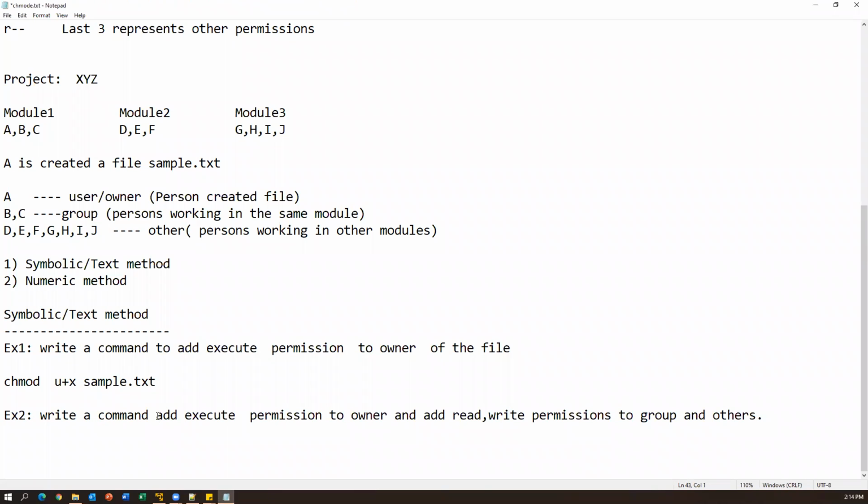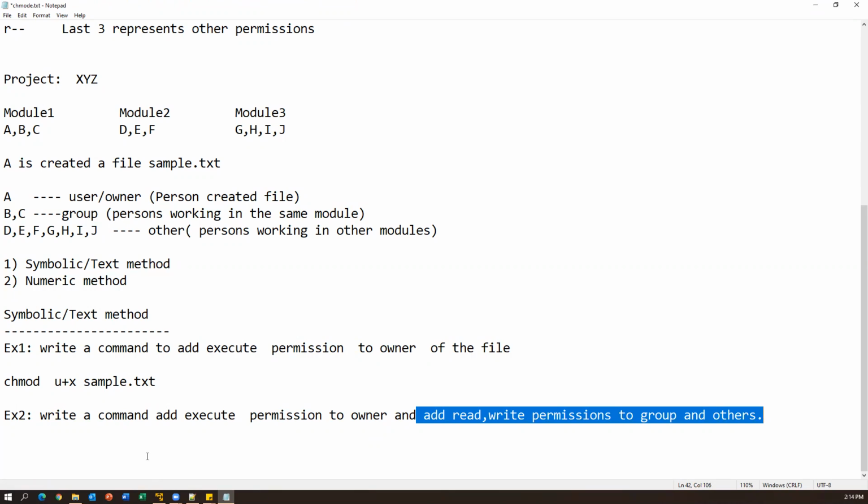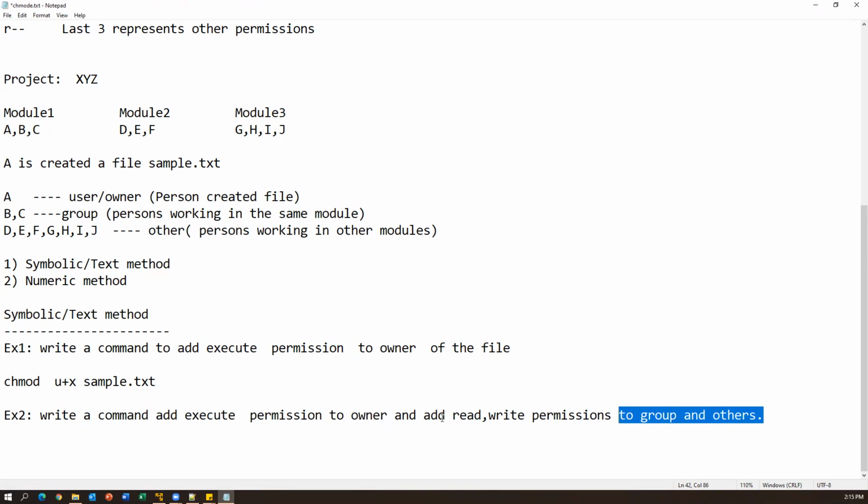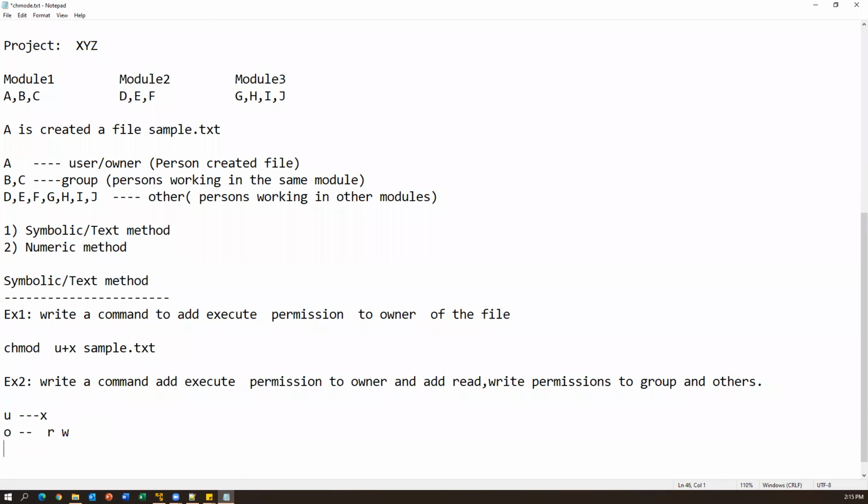Write a command, add execute permissions to the owner and add read, write permissions to the group and others. So here my requirement is owner should have execute permission and group and others should have only read and write permissions. Okay, so owner should have, let me write here. So owner means what? u. u should contain the execute permission, means x. And others should have read and write permissions. Others means what? o. o should have read and write permissions. So this is my requirement.